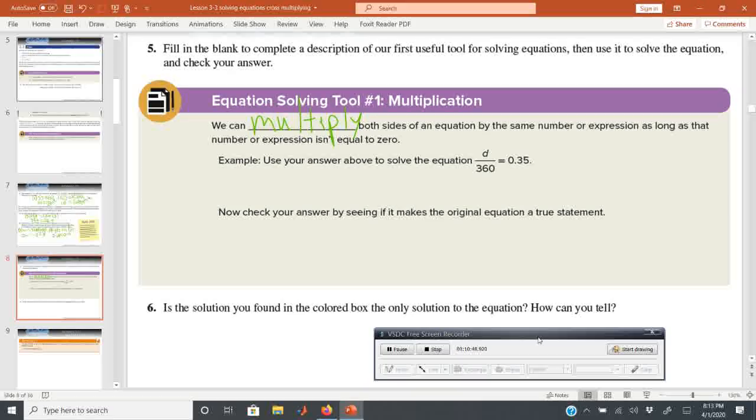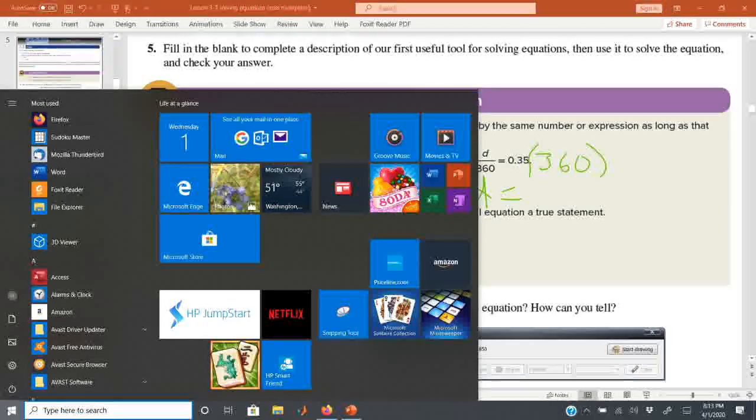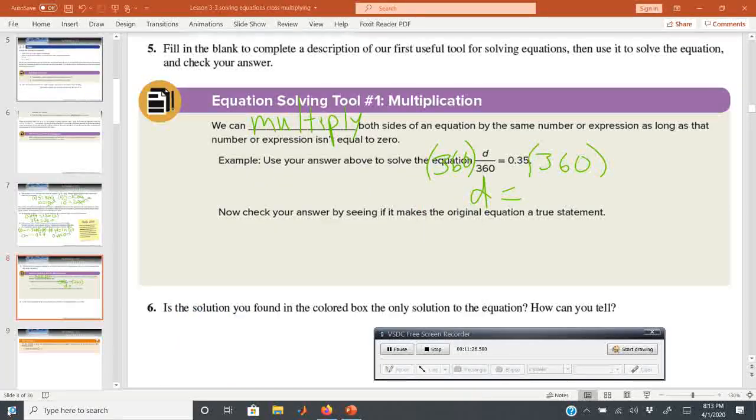So question 5, fill in the blank to complete a description of our first useful tool for solving equations. Then use it to solve the equation and check your answer. So we can multiply both sides of the equation by the same number or expression, as long as that number or expression isn't equal to 0. So use your answer to solve the equation.